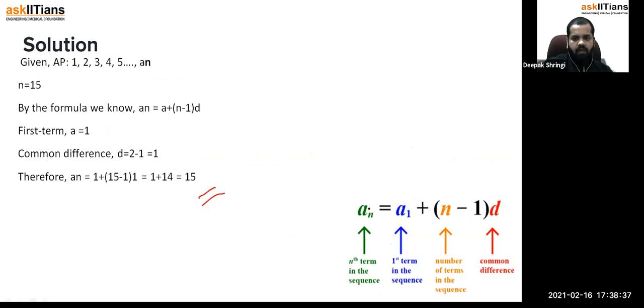Just remember, an is the nth term in the sequence. A1 is the first term in the sequence. n is the number of terms in the sequence, and D is the common difference in the sequence. So an is equal to A plus n minus 1 into D. Just always remember the formula.